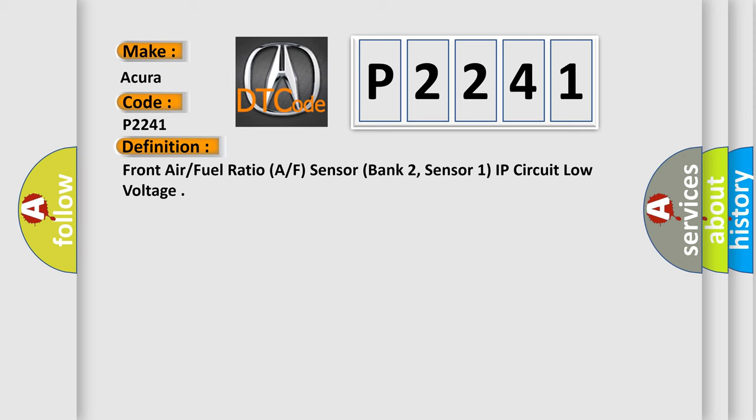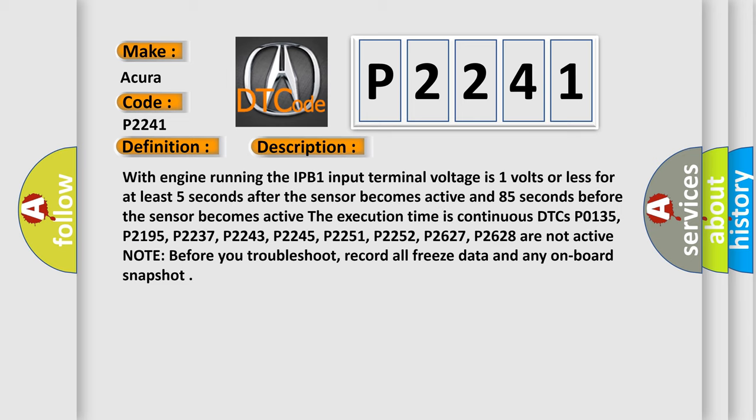And now this is a short description of this DTC code. With the engine running, the IPB1 input terminal voltage is 1 volt or less for at least 5 seconds after the sensor becomes active and 85 seconds before the sensor becomes active. The execution time is continuous. DTCs P0135, P2195, P2237, P2243, P2245, P2251, P2252, P2627, P2628 are not active.